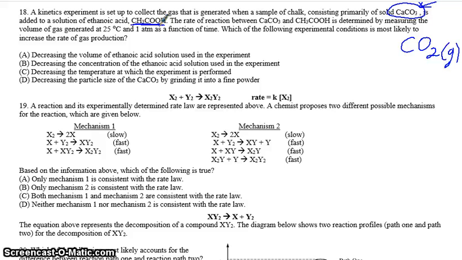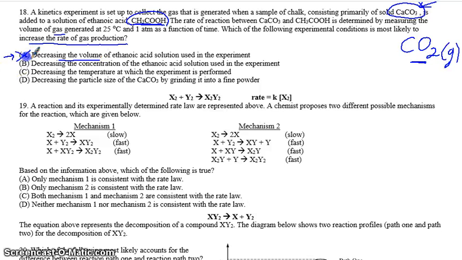The rate of the reaction between these two is determined by measuring the volume of gas generated at 25 degrees Celsius. So gas would be this guy here as a function of time. We don't really care about the exact reaction itself. We're not going to write that out. We're just asking which of the following experimental conditions is most likely to increase the rate of gas production. We just know that these two are our reactants. Okay, A says decrease in the volume of ethanoic acid solution used in the experiment. Now remember that we said increasing the reactant concentrations increases the rate. So if we decrease how much we're putting of the reactant, this will not increase the rate.